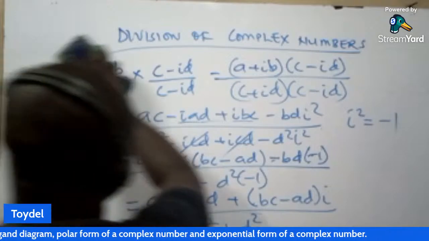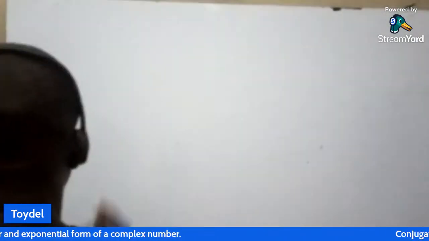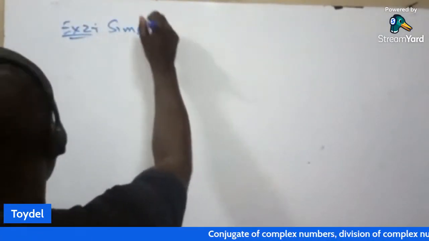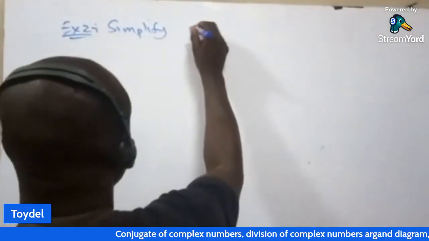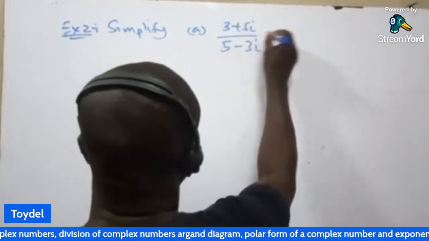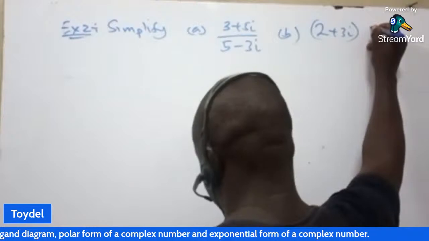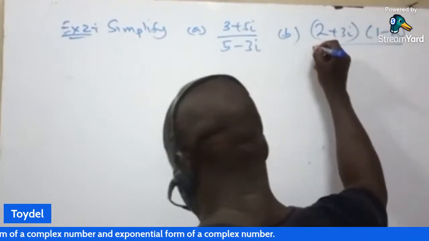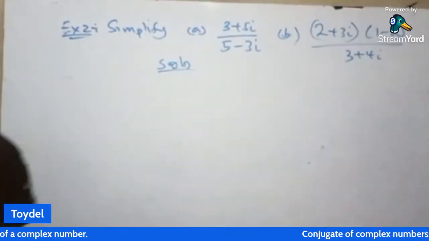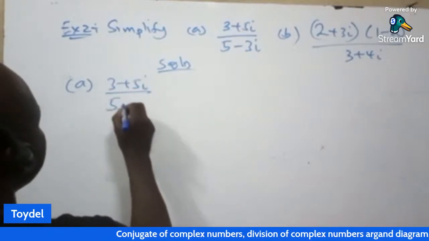So let's give a specific example now under division of complex numbers. Say example 2. I will say simplify the first one: 3 plus 5i all over 5 minus 3i. Then let's take the second example: 2 plus 3i multiplied by 1 minus 2i all over 3 plus 4i. Okay. So if this is what we are given, how do we go about this? A is 3 plus 5i all over 5 minus 3i.